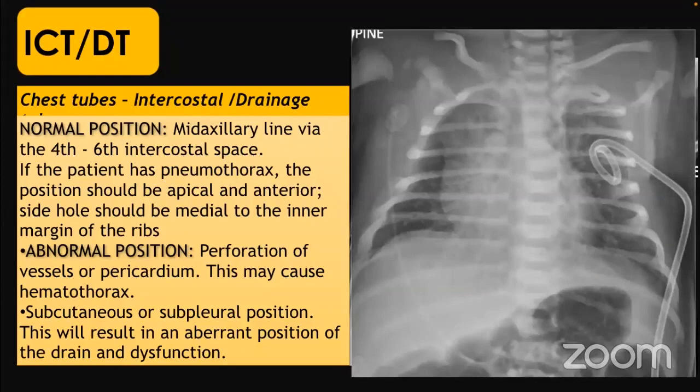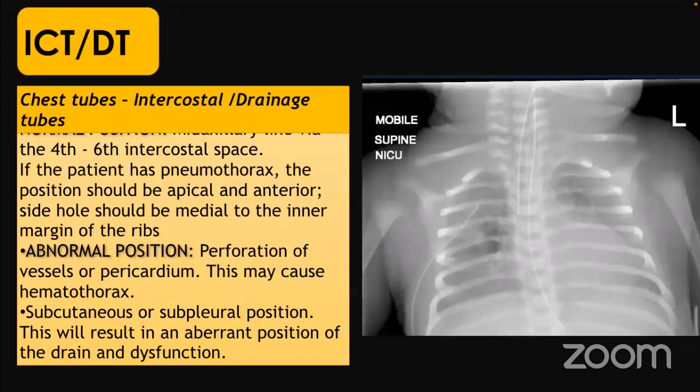And here we have another chest tube in the left hemothorax, seen as well in appropriate position. Here another chest tube which is seen in appropriate position. But here the endotracheal tube is seen at a low position, at the level of the carina here.